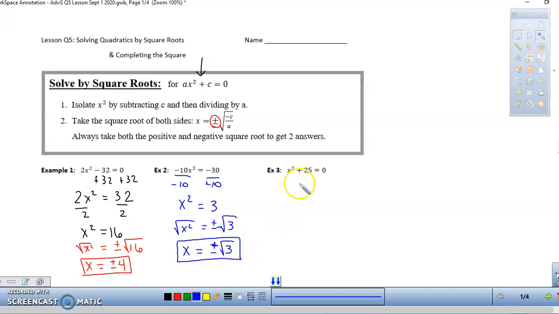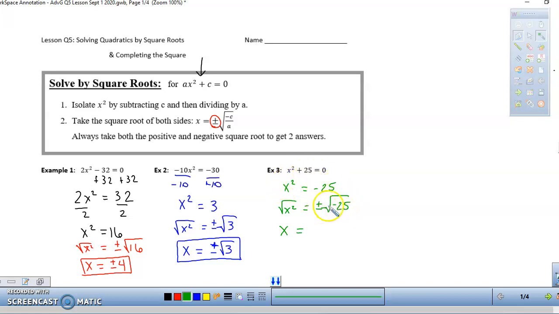Okay, number 3. So looks pretty basic, right? We're going to subtract 25 from both sides. We are going to square root both sides, making sure we do plus or minus the square root of negative 25. Okay, and then this is x. Okay, we have a problem. Because when you're solving this, you need to have the same number multiplied, so like 5 times 5, but that's a positive 25, not negative. Or negative 5 times negative 5, but that's also a positive 25.